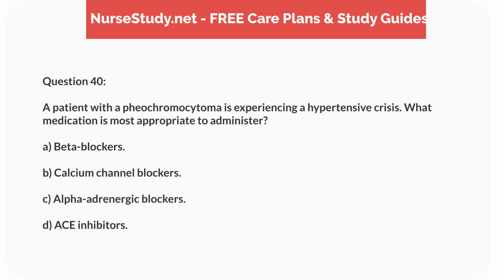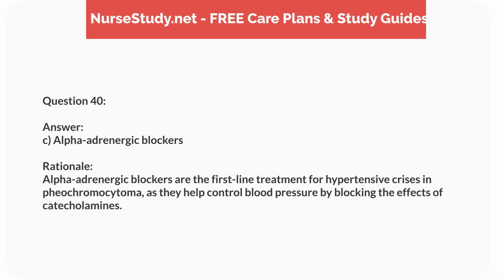Question 40. A patient with a pheochromocytoma is experiencing a hypertensive crisis. What medication is most appropriate to administer? A. Beta blockers. B. Calcium channel blockers. C. Alpha-adrenergic blockers. D. ACE inhibitors. Answer: C. Alpha-adrenergic blockers. Rationale: alpha-adrenergic blockers are the first-line treatment for hypertensive crises in pheochromocytoma, as they help control blood pressure by blocking the effects of catecholamines.